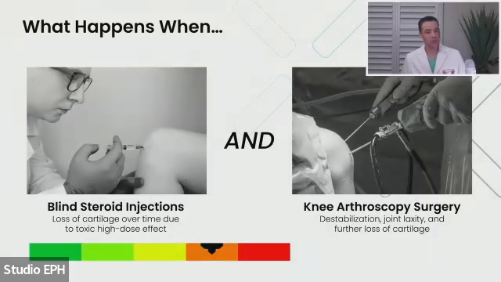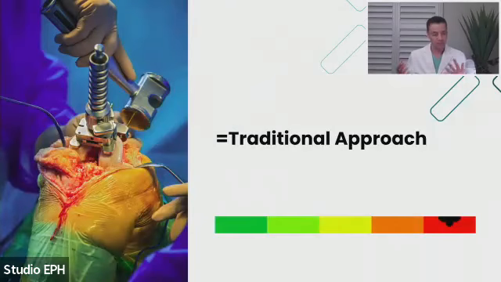So what happens when you take a blind steroid injection, high dose and toxic levels, and then you mix that with a knee arthroscopy and basically destabilization and cutting down on the padding between the bones? What happens? Ultimately, you end up with a knee replacement, the most invasive thing that you can do to your knee. And that's just the traditional approach.